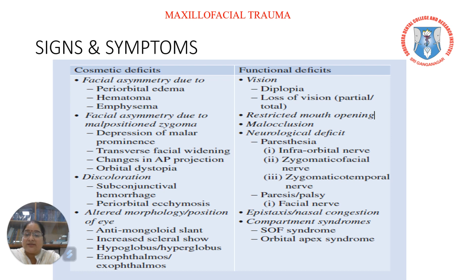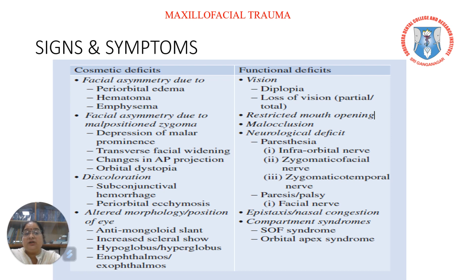That is, the antimongoloid slant or increased scleral show can be there. Hypoglobus or hyperglobus position can be there. Or we can have inward displacement of the orbit, that is enophthalmos, or outward displacement of the orbit, that is exophthalmos. According to functional deficit, we can have problems with vision, that is diplopia, a double vision, where the patient can have double vision.